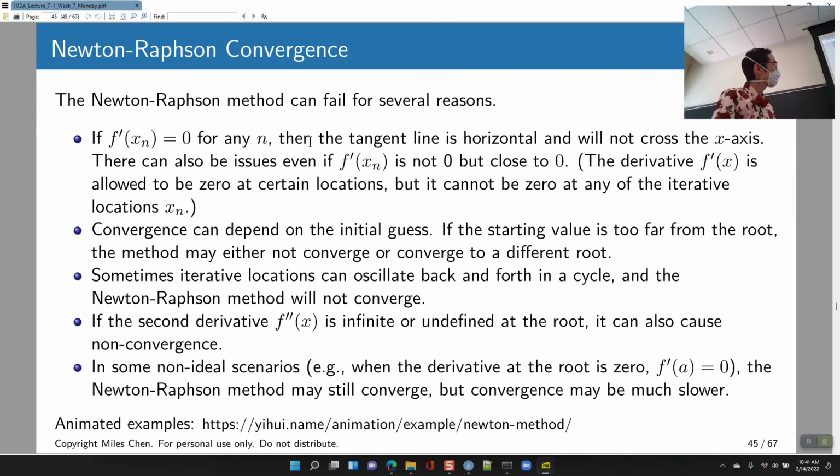But if you do encounter this, if one of your iterations takes you to a point where you have 0 slope, then the tangent line is going to be horizontal. It's not going to cross the x-axis, and it will just break, because you're basically trying to divide by 0.